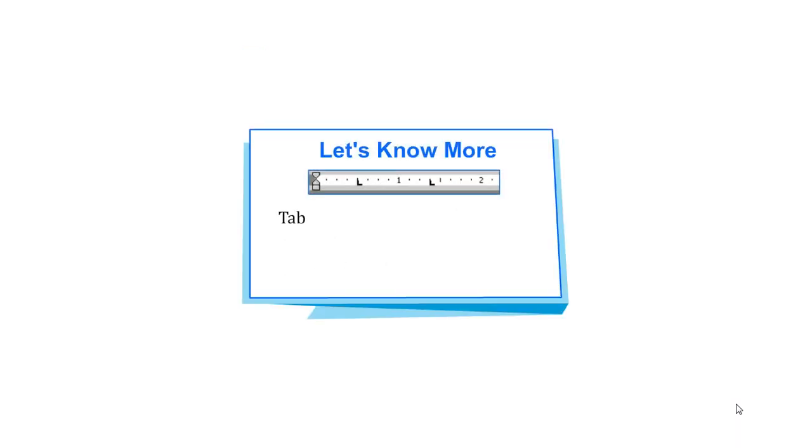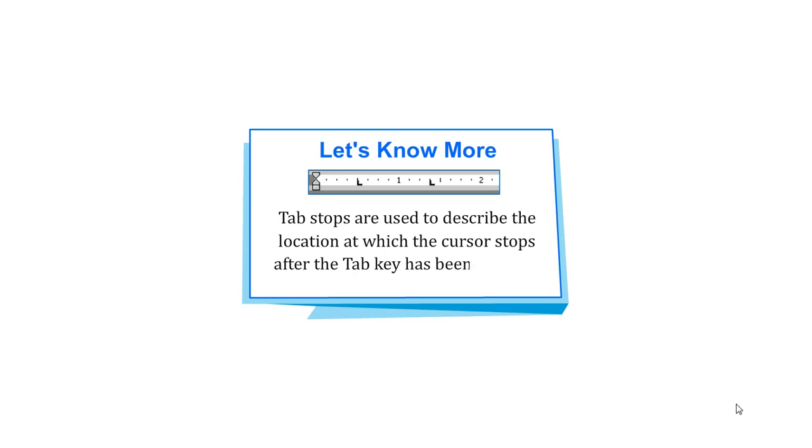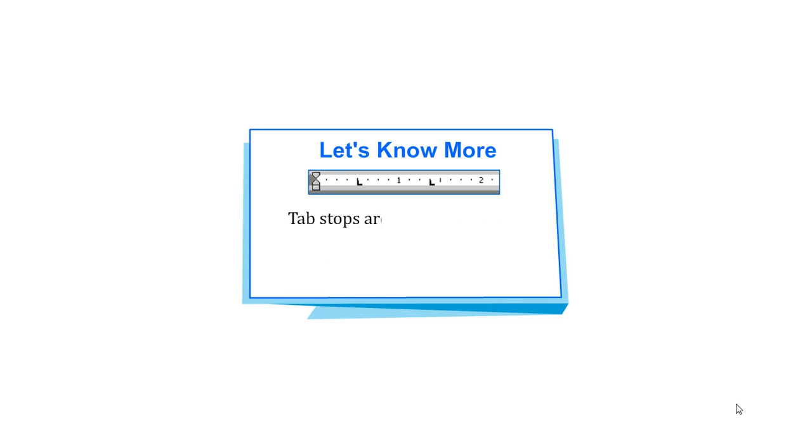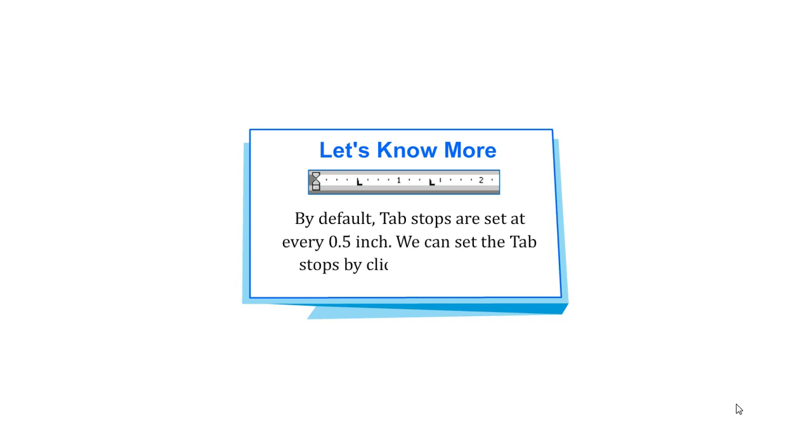Students, note that tab stops are used to describe the location at which the cursor stops after the tab key has been pressed. Tab stops are commonly used to enable users to align text easily by pressing the tab key. By default, tab stops are set at every 0.5 inch. We can set the tab stops by clicking on the ruler.